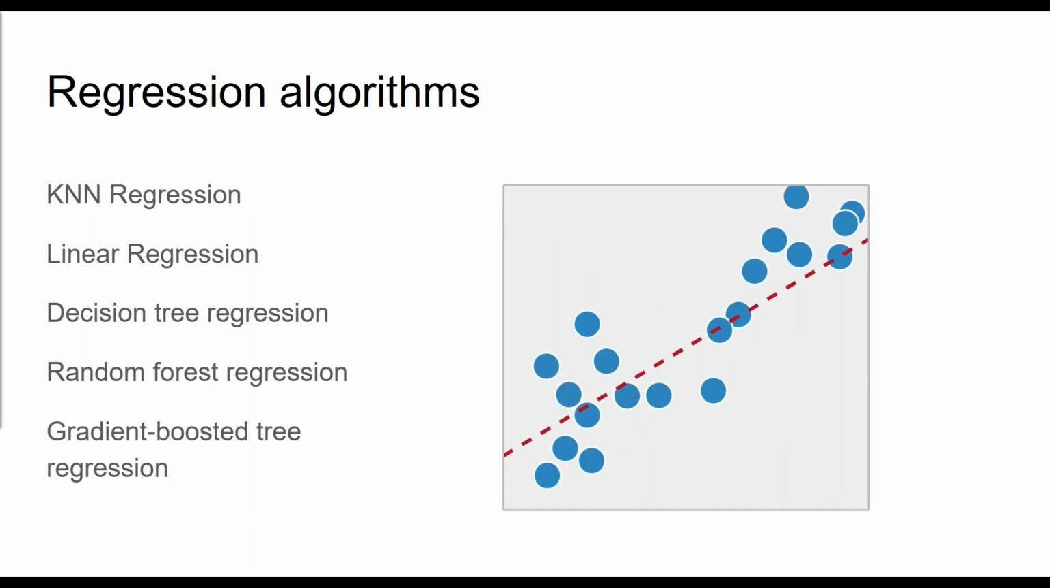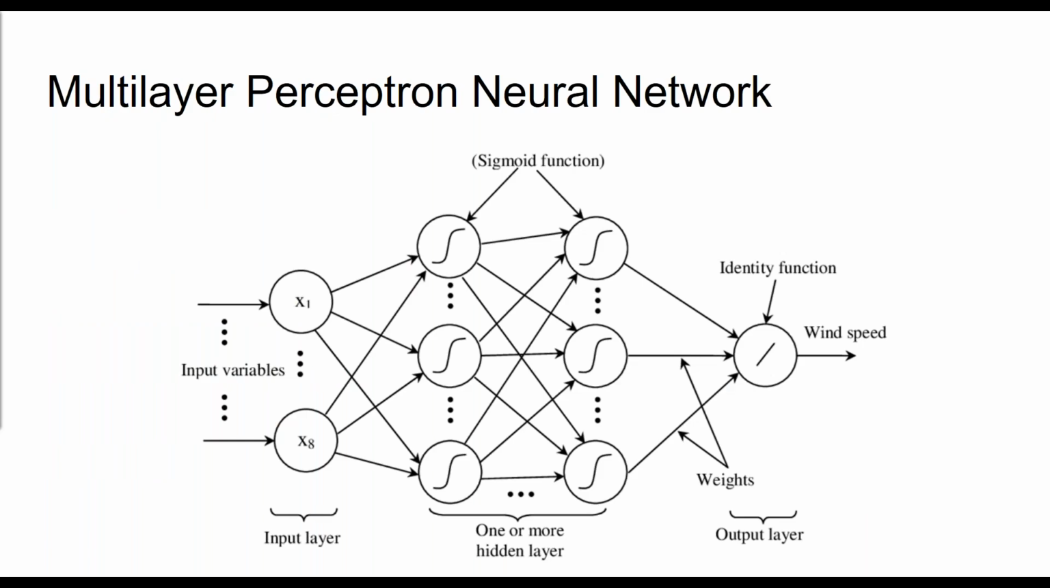Of course, if you prefer to predict values instead of class labels, we have a lot of regression algorithms for you, and it works very well. For example, KNN regression, the very famous linear regression, decision tree regression, random forest regression, gradient boosted tree regression, and more and more. I hope that in release 2.8 we will have more regression algorithms.